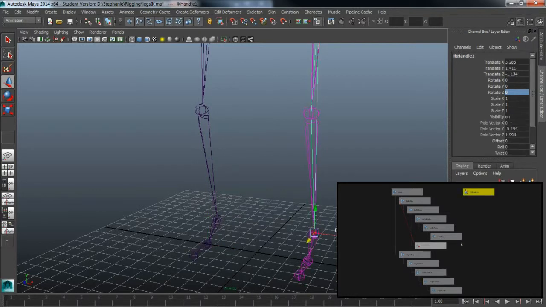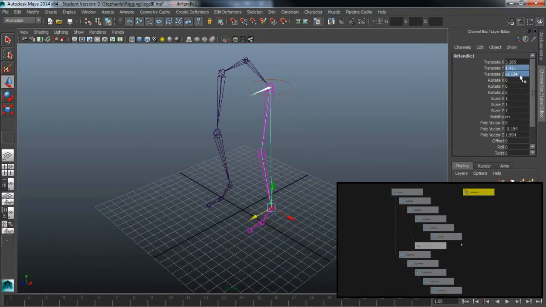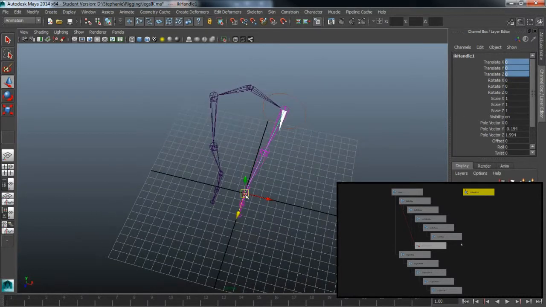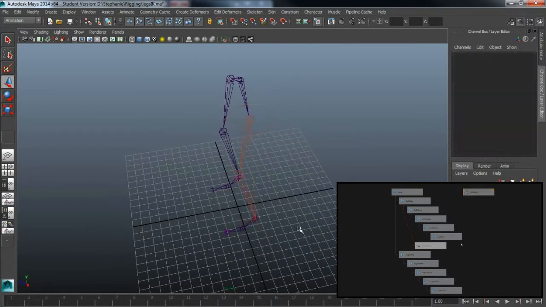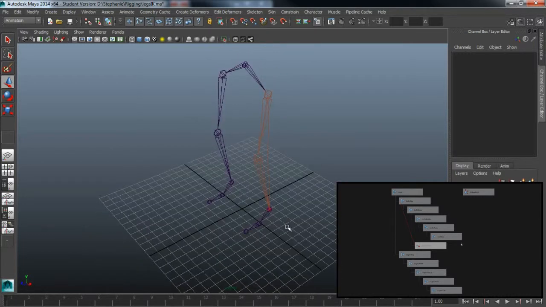The IK handle, though, is a bit stubborn. It doesn't start zeroed out. If I put these here, 0 is the origin point. So it can be a little bit problematic. Just keep that in mind, that you can't just reset these back to 0. So undo will be your friend, saving often will be your friend.